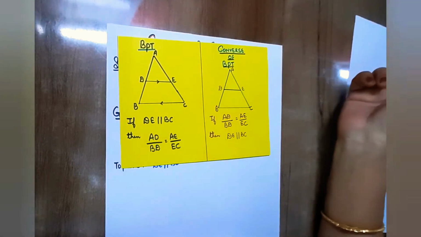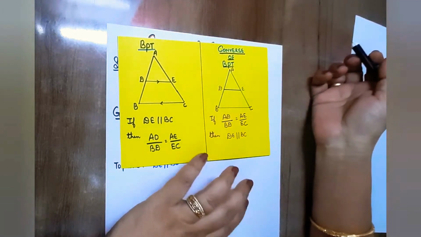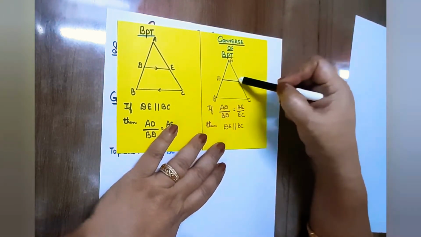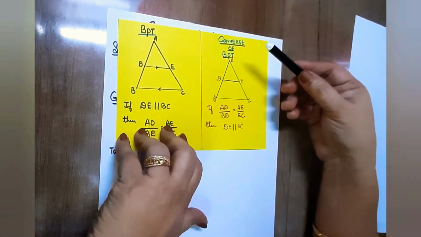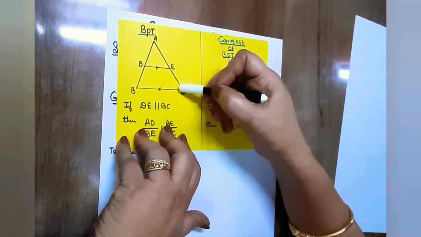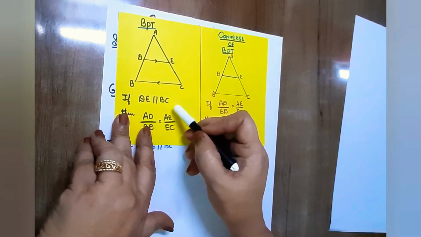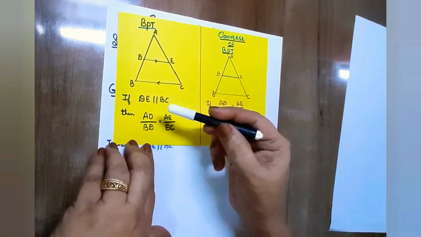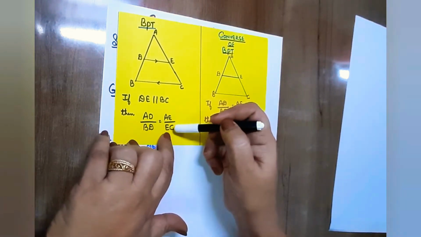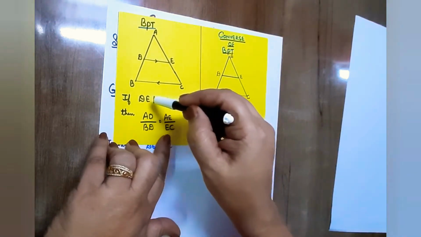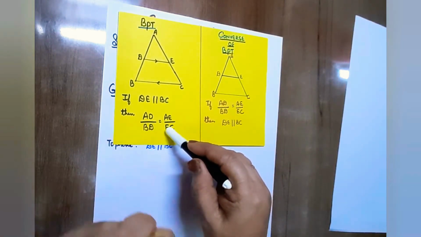Before going on to the converse of BPT, let's see the difference between BPT and the converse of BPT. I have taken these two same triangles. This is BPT and this is the converse of BPT. What we are going to learn now: ABC is a triangle. In BPT, it is given that if DE is parallel to BC, then we can take AD by BD is equal to AE by AC. So DE parallel is a given condition, and then we can use this for our writers.